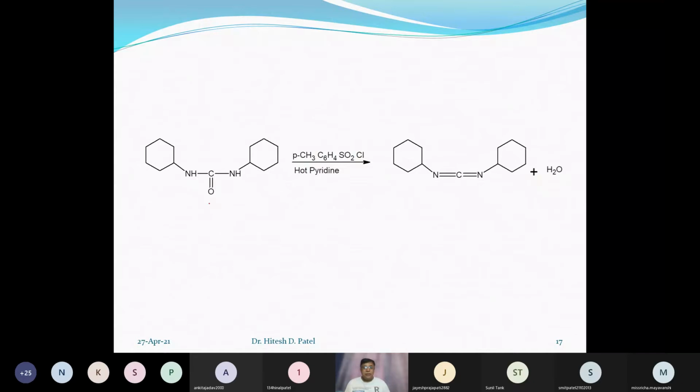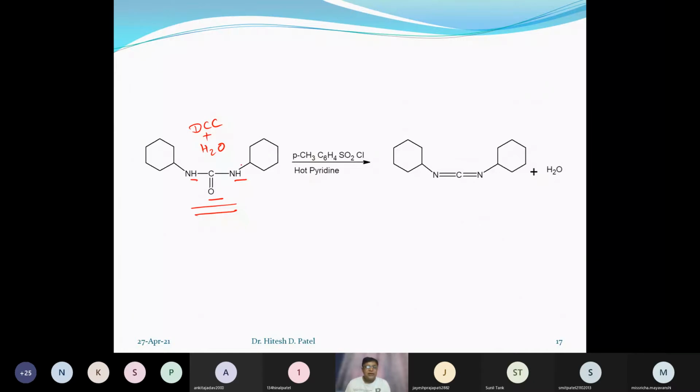I will explain the application of this method later on, but here for the information, DCC when reacted with water, as I said, will convert into hydrated DCC. This is the structure of hydrated DCC, with H and O. How it forms, we will discuss during the discussion of the mechanism.